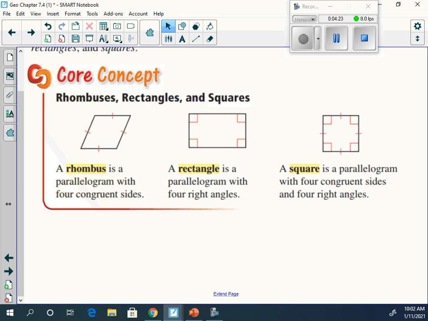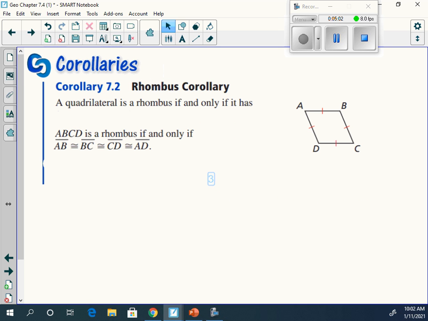Because parallelogram is not our most general term. The most general term would be what? A quadrilateral, four sides. So if the only thing we know about a four-sided figure is that it has four sides, we would call it a quadrilateral. Now, if we know it has two sets of parallel sides, we would call it a parallelogram because we have a little more information. Now, if we know all the sides are congruent, we'll call it a rhombus. If we know it has four right angles or all the angles are congruent, then we would call it a rectangle. And if it has four right angles and four congruent sides, then we would call it a square. We use the most specific terms.